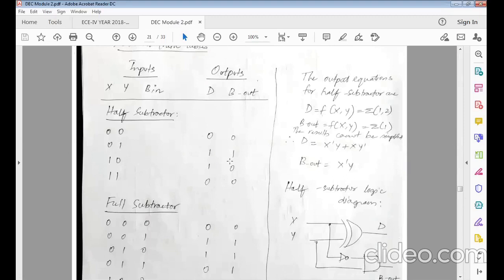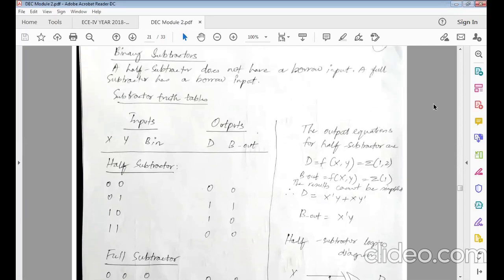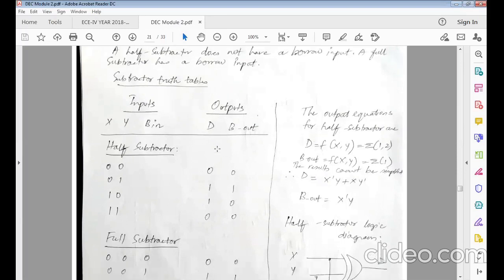For minus, we could have kept one more bit to show that if it is 0, it is plus, and if it is 1, it is minus. We can do that, but we are just discussing a simple subtractor here. We are not discussing any complex circuit. So for a simple subtractor, we just have x, y, borrow in, borrow out, and difference. So this is how the rule is.